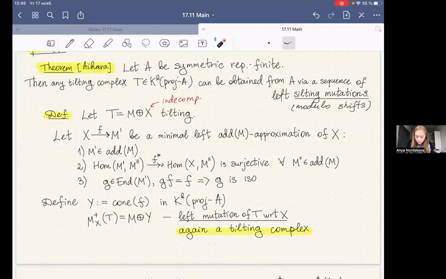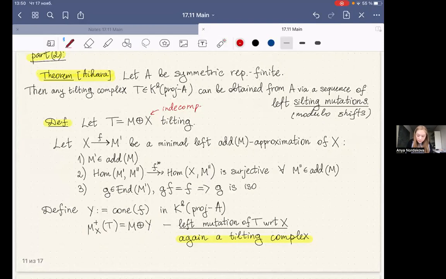The left mutation of T with respect to X, which I'll denote like this, mu X plus, is the following thing. I took this X and replaced it by Y, which is the cone of the approximation. And for symmetric algebras, so this is only for symmetric algebras, in general, if you mutate a tilting complex, you will get a silting complex. But here you will get a tilting complex again.